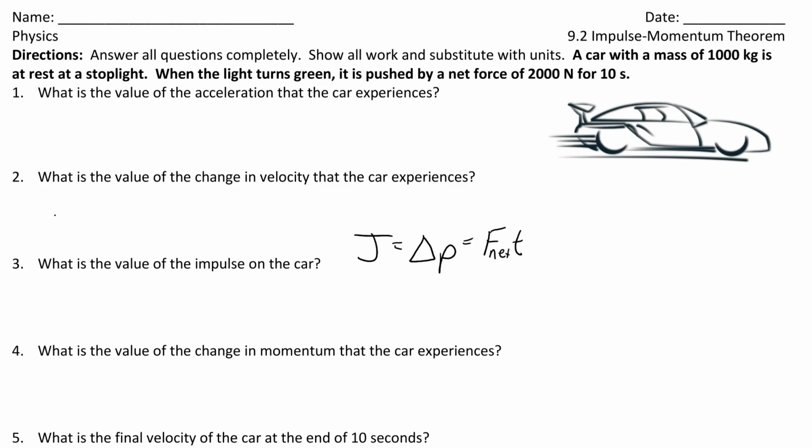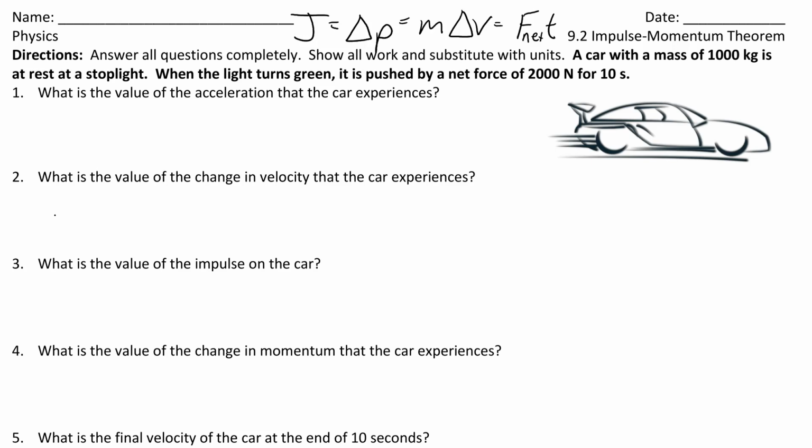Let's add in that other piece, and let's move it to the top of the screen. Okay, looks like there's a lot of different parts to this one. It says, answer all questions completely, show all work, and substitute with units. Then it says, a car with a mass, so the mass is 1,000 kilograms, is at rest at a stoplight. So that means it's not moving. Its velocity is 0 meters per second.